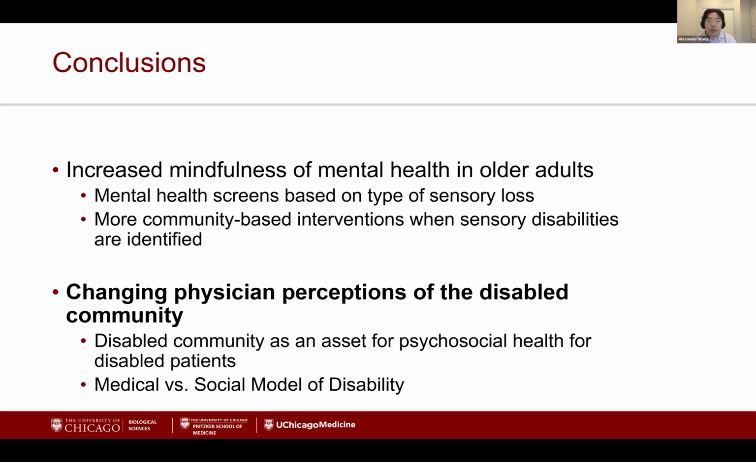And then particularly relevant for everyone, and as this is a paper talking about older adults, this is the Department of Pediatrics, I think this is the more important takeaway: changing physician perceptions of the disabled community, right? The disabled community, in my view, should be viewed as an asset for psychosocial health of disabled patients, right? Old, young, doesn't matter. It should be viewed as an asset, and I think challenging the built-in bias that may exist in some of the medical model of disability, and encouraging healthcare providers to have a more nuanced view, a social view, and even a binocular view, I think it's called, of disability. And I really want to emphasize this last point with some examples.